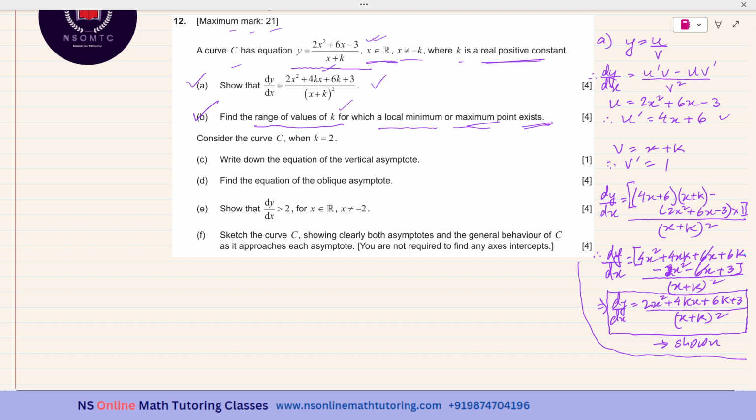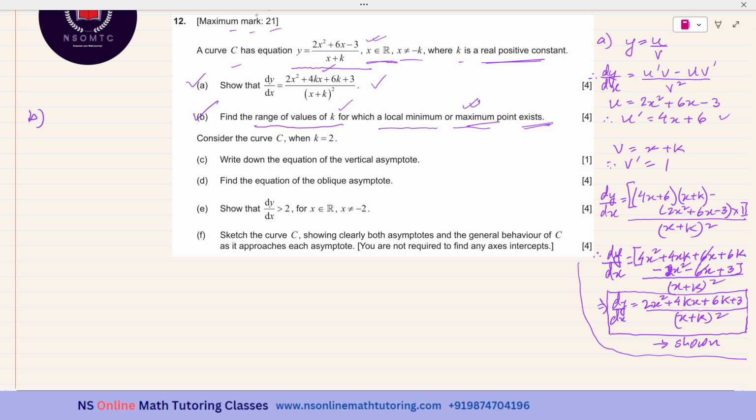Okay, let us first of all see why this matters to us. Why are we trying to find whether there exists only a single minimum or a single maximum point, or both one maximum and one minimum point? First of all, what we know is for both minimum and maximum points, the dy by dx expression will be equal to 0. So first of all, let us write that.